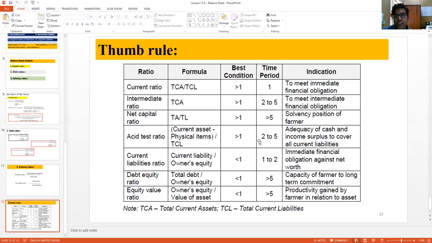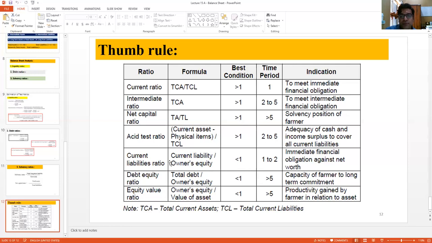More than one, it means what? The farmer is in a position to manage total current liability only with the help of monetary or cash assets. He need not sell off any physical items. You see now, adequacy of cash and income surplus to cover all current liabilities. Then what we have? Current liability ratio, less than one, because all these are nothing but your debt ratios. So current liability ratio, debt equity ratio, equity value ratio, all these are debt ratios. Debt means loan. So they should be less than one.